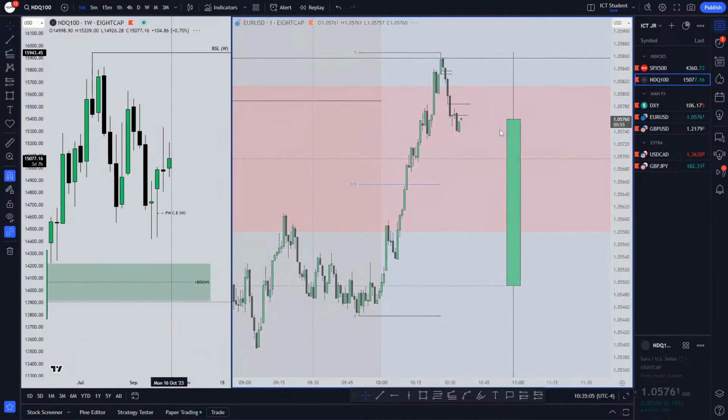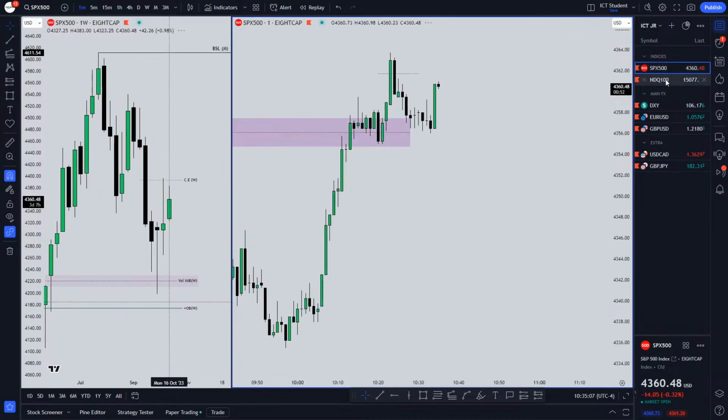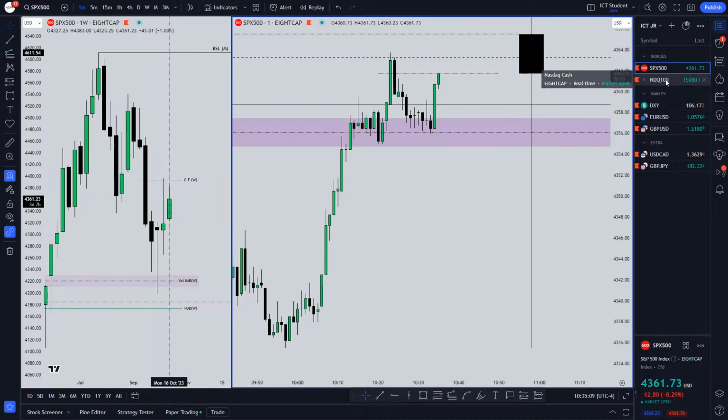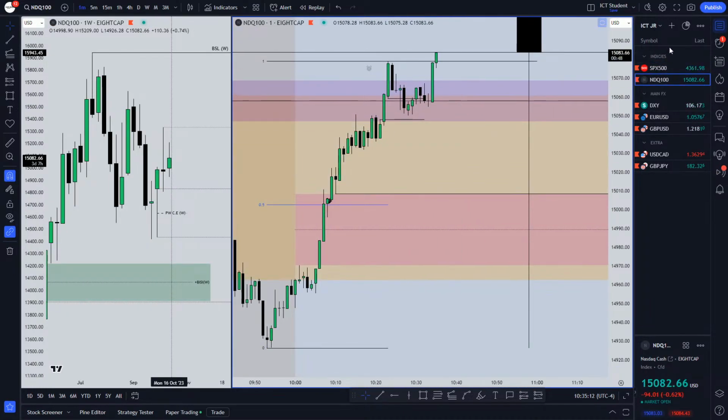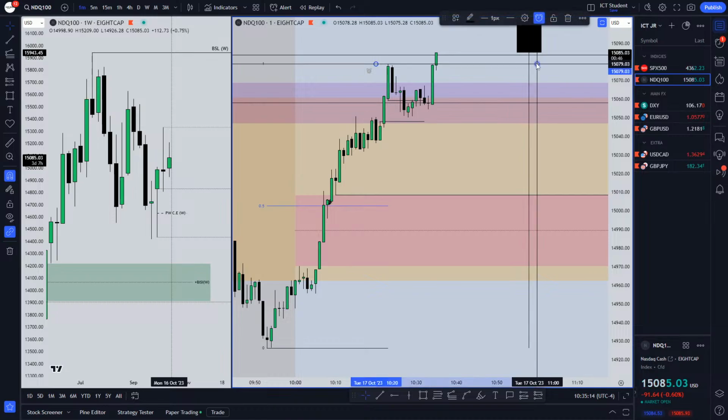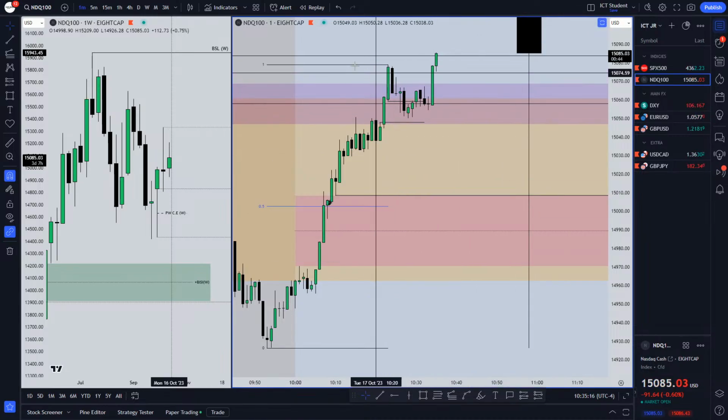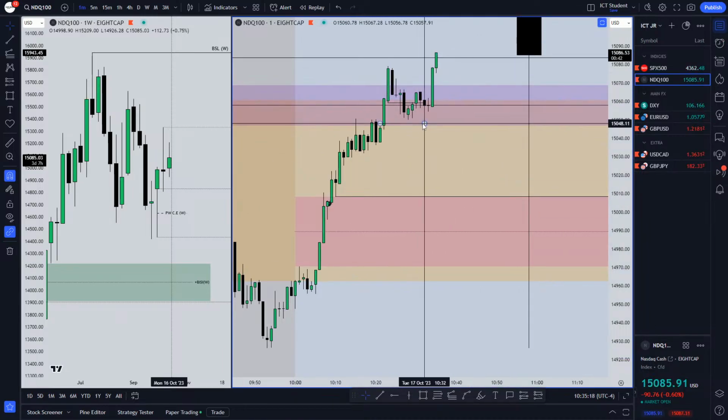So we got that other NQ. We're taking out that internal. See if SPX did it. SPX did not do it yet. So you can see NQ is very strong compared to SPX. So we're gonna take out this high right now for that daily range. We're gonna mark out that. We're gonna wait for the new daily range to come in.